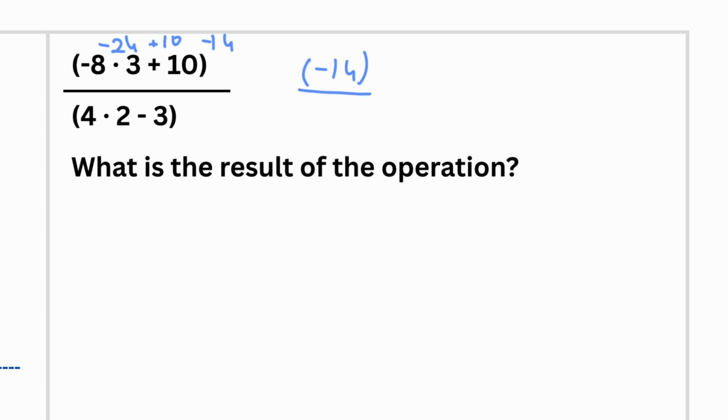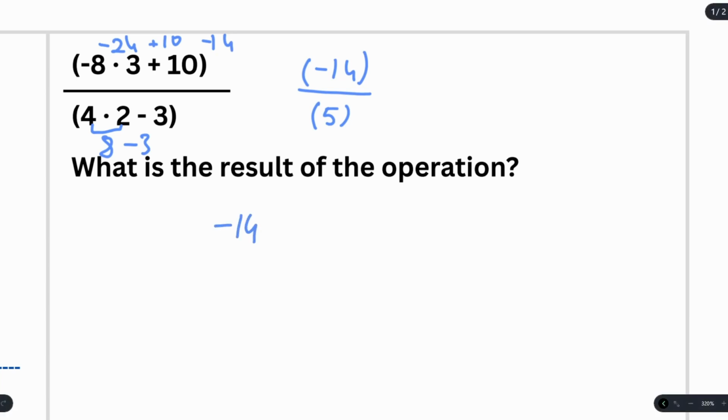Let's do the bottom parentheses. 4 times 2 is 8 minus 3. 8 minus 3 is 5. So we have 5 at the bottom. We cannot further simplify this number, so we're just going to leave it like that.